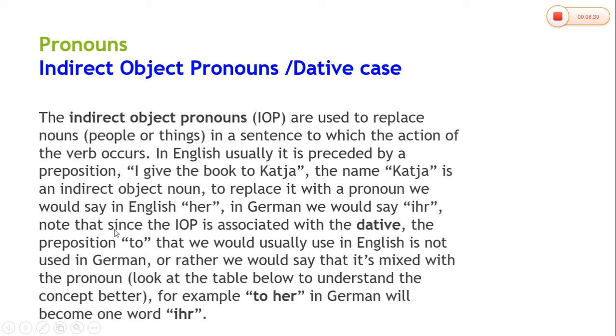Note that since the indirect object pronoun is associated with the dative, the preposition to that we would usually use in English is not used in German, or rather we would say that it is mixed with the pronoun. Look at the table below to understand the concept better. For example, to her in German will become one single word, which is ihr.